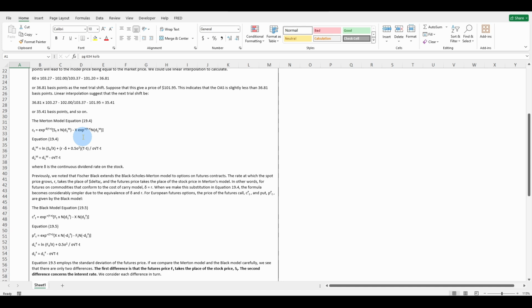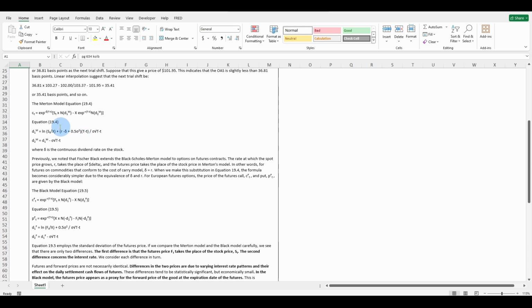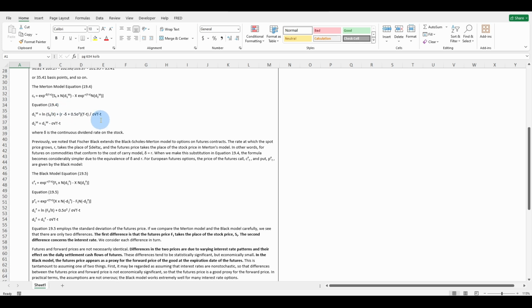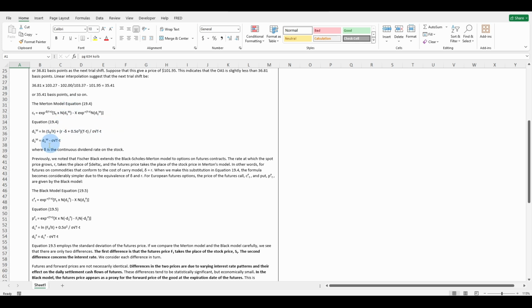The Merton model equation, we're looking at a call price, equation 19.4, d1, lognormal, similar with a few variations to account for, well, I'll tell you here in a second, where this symbol is the continuous dividend rate on the stock. So that's what we're solving for.